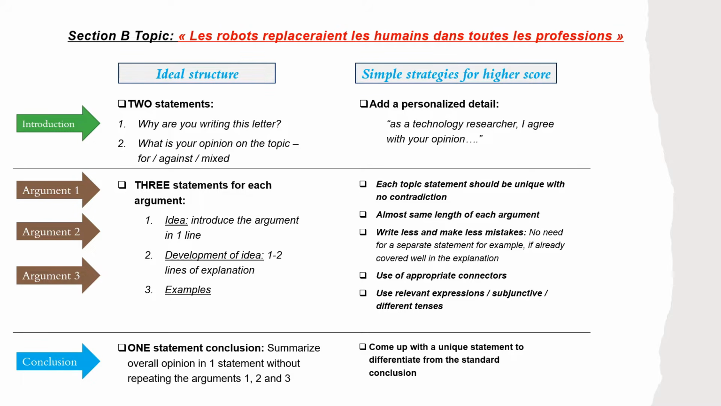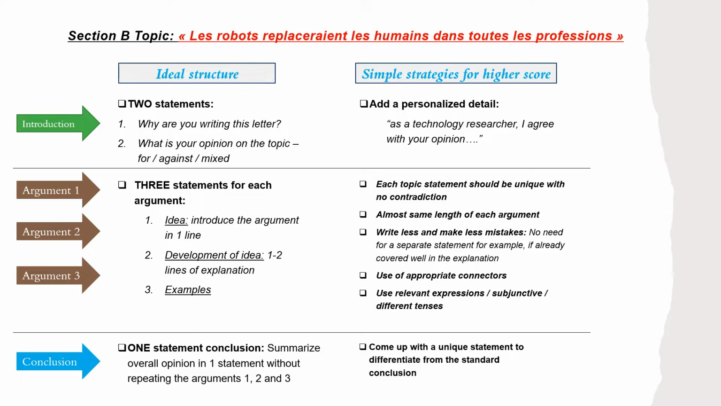Now, in terms of the main body structure, which is your three arguments, there are a few things that you need to keep in mind, which are extremely important. Number one, each topic statement should be unique and there should not be any contradiction. So in argument one, if you're saying, yes, I agree that robots will replace human beings, then in the second argument, you can't say, no, but I think they can't replace everyone. It should not be contradicting.